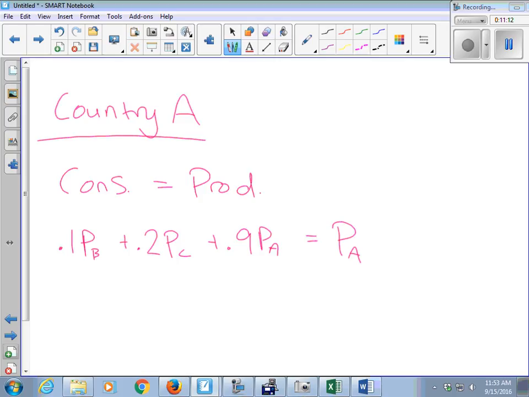And then we do that for each country. So country B, its production has to equal its consumption. How much of country A's stuff does B consume? 5%. So I have 0.05 of country A's stuff. How much of its own stuff does it consume? Country B gives 10% to both A and C, consuming the remaining 80. So I have 0.8 of its own stuff. And then how much of country C's stuff does it consume? 10.